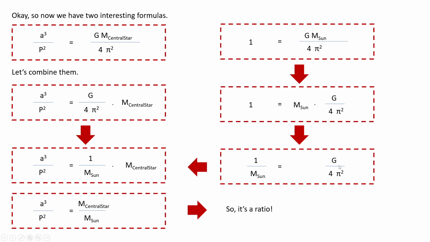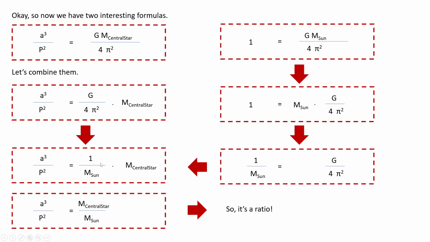But that part here is the same as 1 over the mass of our sun. So let's just plug the 1 over the mass of our sun in here. So you get a to the power of 3 over p squared equals 1 over the mass of our sun times the mass of the central star.